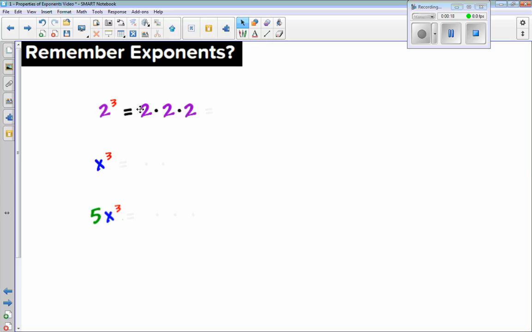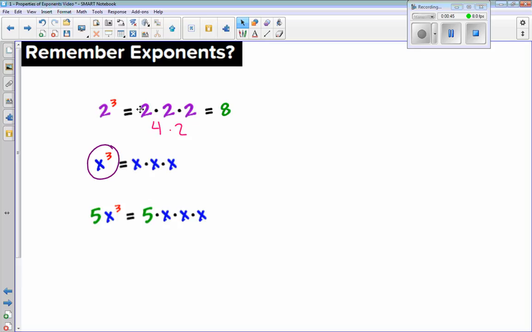So 2 times 2 times 2, and we know that 2 times 2 is 4, and 4 times 2 is 8. Okay? Similarly, for x to the third, or x cubed, it's just x times x times x. X to the third is just a more simple way of writing that. Alright, for this last one, this is very similar. It's just 5 times x cubed, so we just think of it as 5 times x times x times x.